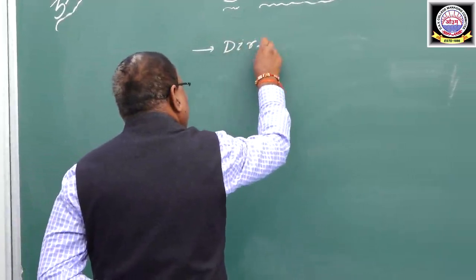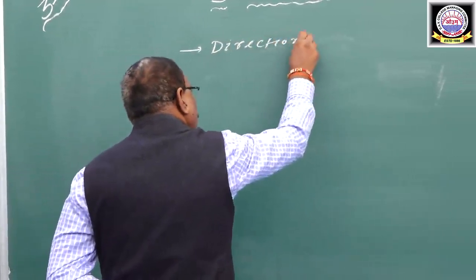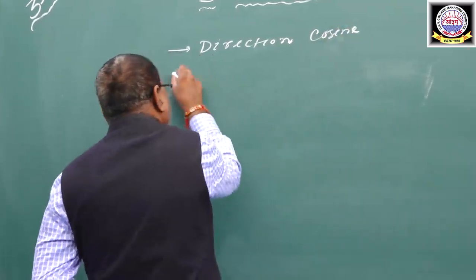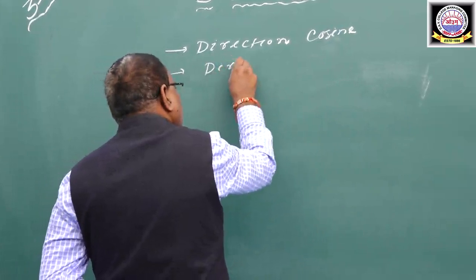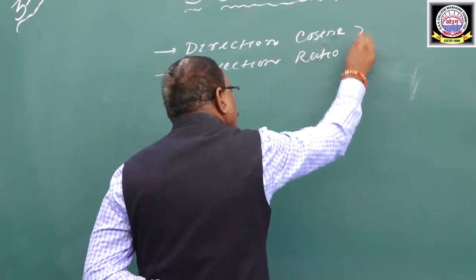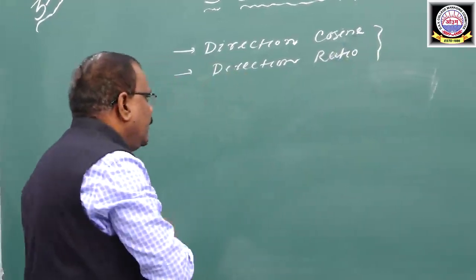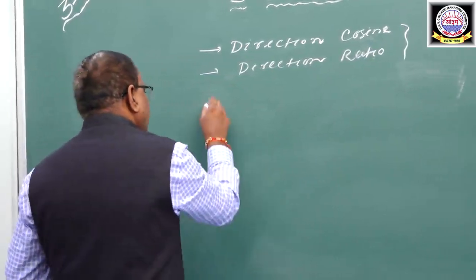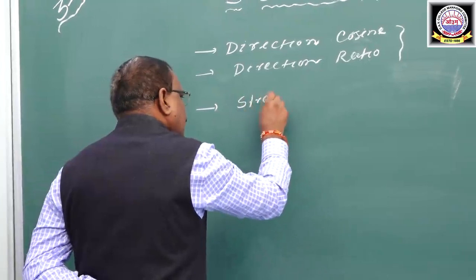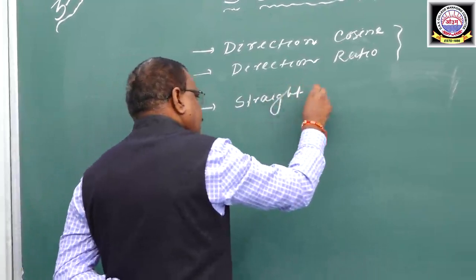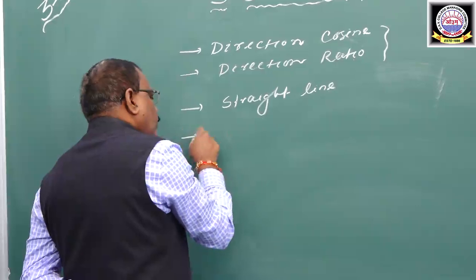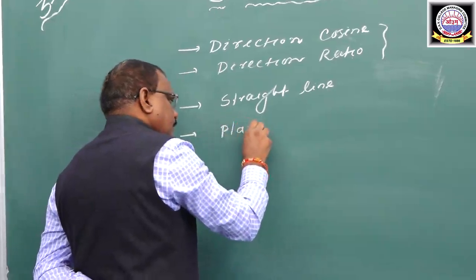Note down please. First we will see direction cosine or direction ratio. This is a new word for you. Then you will go to the straight line, the equation of the straight line. Then we will go to the plane.